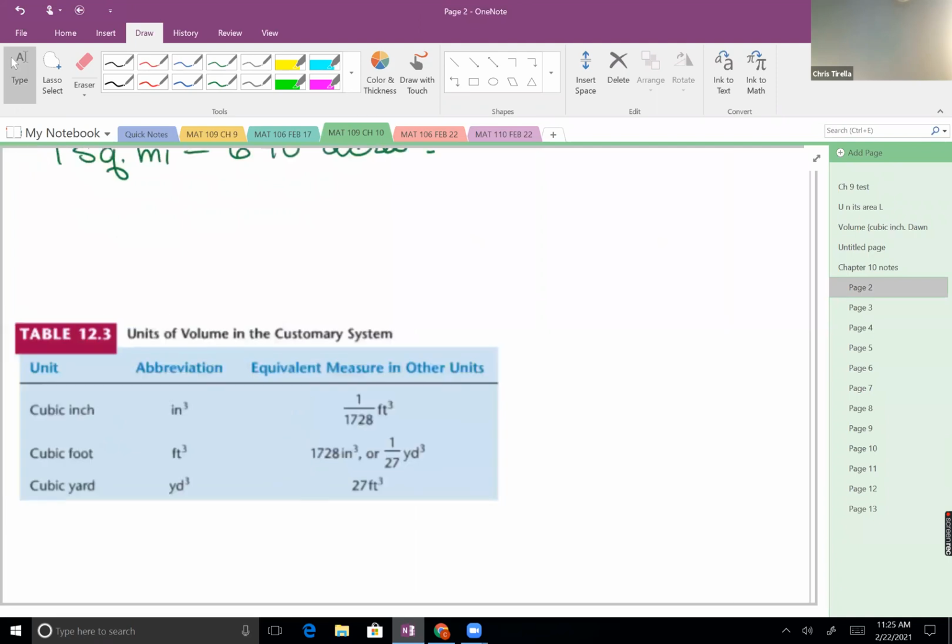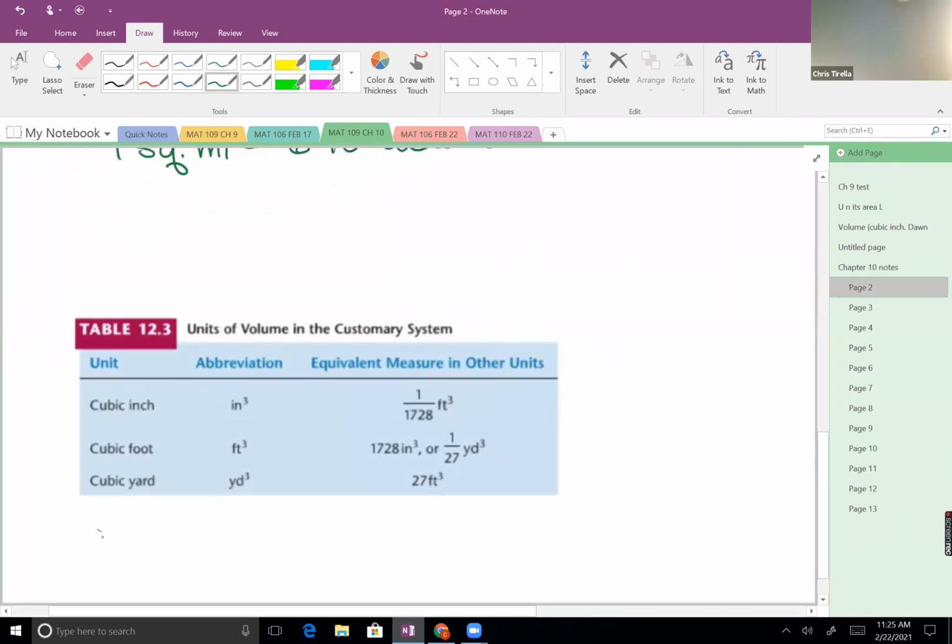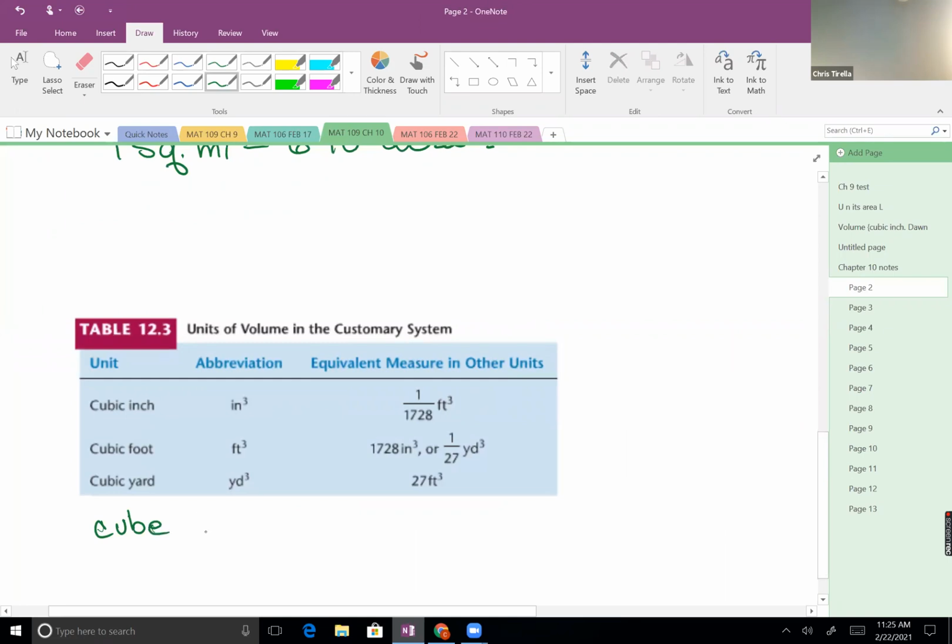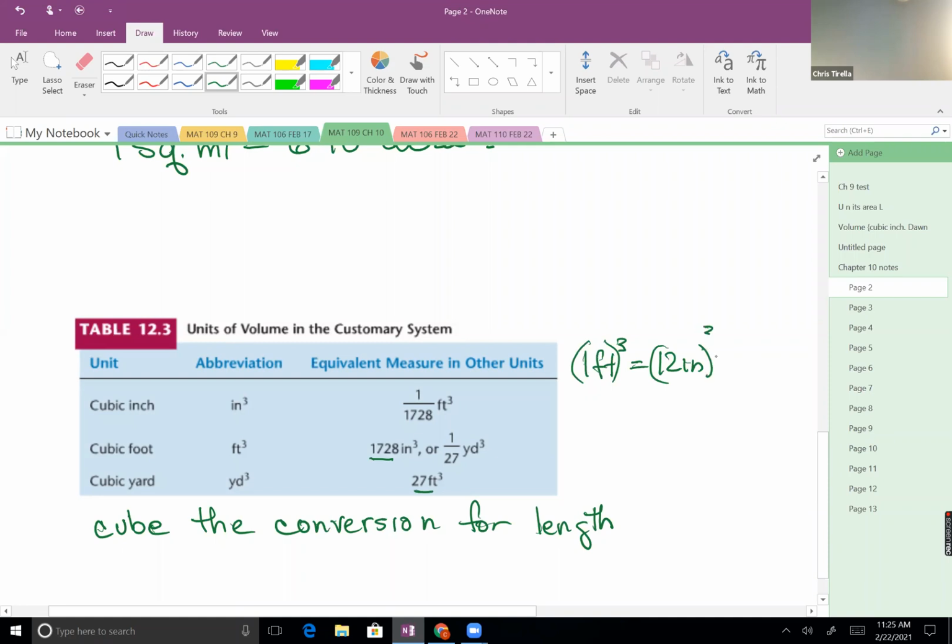So for volume, we cube the conversion factor for length. And so rather than necessarily memorizing those numbers, I remember for 1 cubic foot, I'm going to take that 12 inches in each foot and cube it. And that's where the 1728 cubic inches comes from.